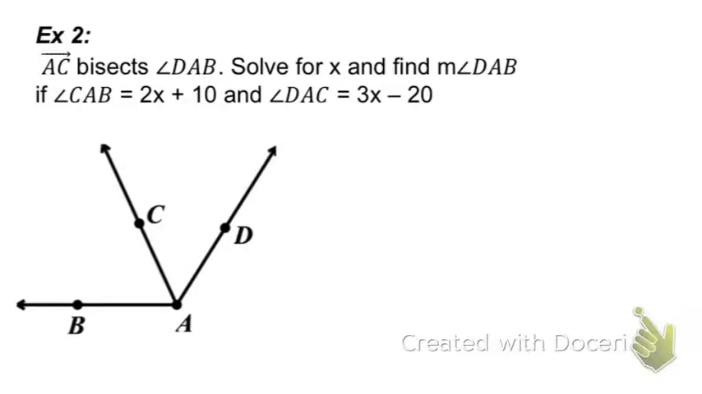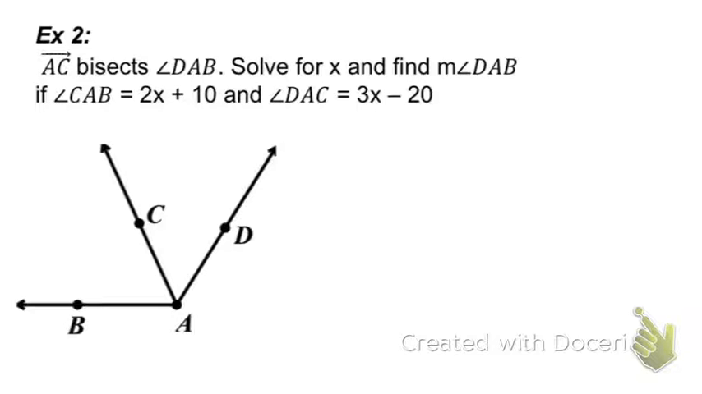We have an example here on the left side of the page. Ray AC bisects angle DAB, so kind of the same setup here. Solve for x and find the measure of angle DAB, the big angle, if angle CAB is equal to 2x plus 10 and angle DAC is equal to 3x minus 20.